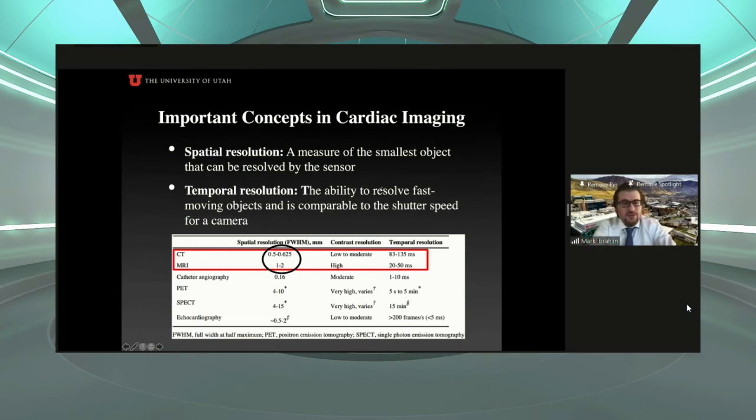Another component is the temporal resolution, which is the ability to resolve a fast-moving object and is comparable to the shutter speed of a camera.